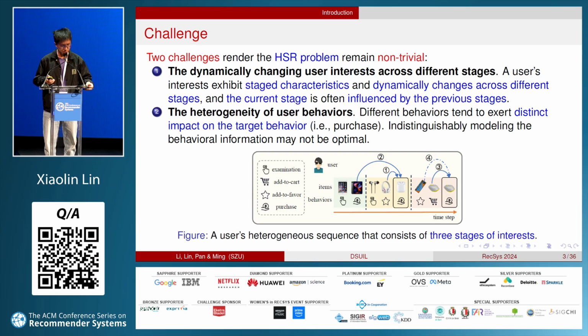There are two challenges making this problem non-trivial. First, user interest is dynamically changing across different stages and has stage characteristics. For example, the user in this figure has three stages of interest corresponding to tablet computers, earphones, and the keyboard or mouse. The user interest is often influenced by the previous stage, such as these AirPods being influenced by the previous iPad.